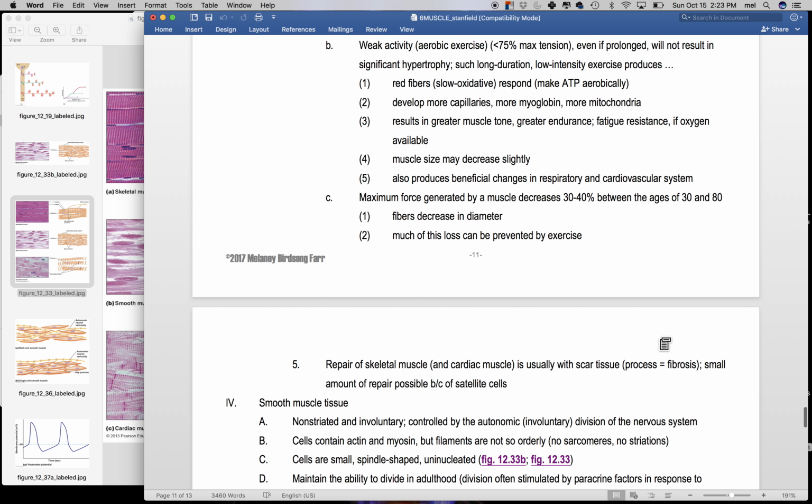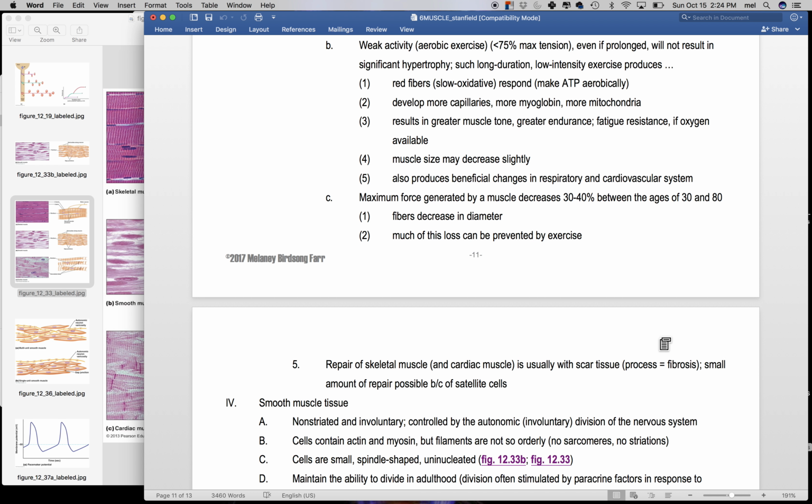Okay, so the other extreme of muscle activity is relatively weaker activity, far less than 75% maximum tension, but over longer periods of time. And if you do relatively weaker activity, even if you do it for a long period of time, it's not going to get you significant hypertrophy. Meaning that, for instance, if you are a cyclist, you are not going to get the same amount of muscle mass in your legs that, for instance, a weightlifter would. So this kind of long duration, relatively low intensity. So now we're doing low weight, high rep.